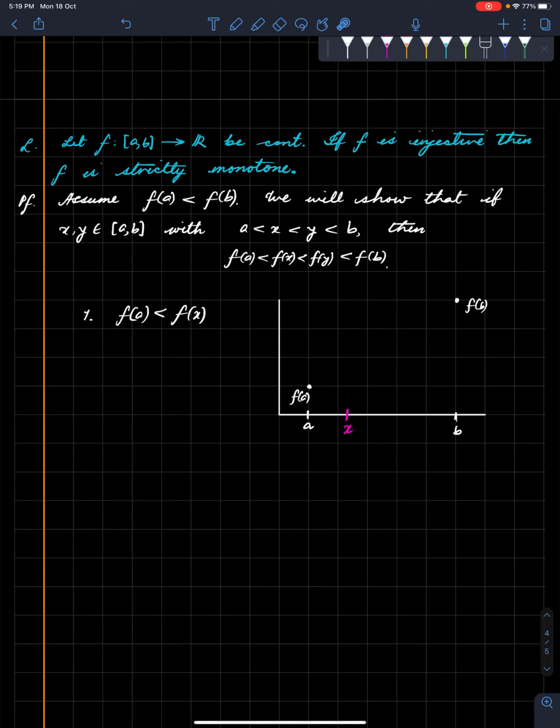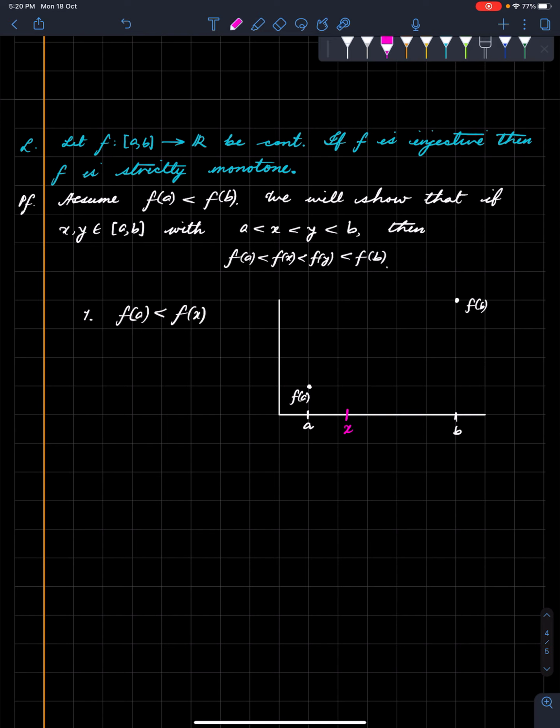So, well, why is it not equal to f(a)? Because if f(x) were equal to f(a), then the function wouldn't be injective, because it is taking the same value at two different points. So if this is not true, the only other possibility is that f(x) is somewhere here or here. I mean, it's below this horizontal line.